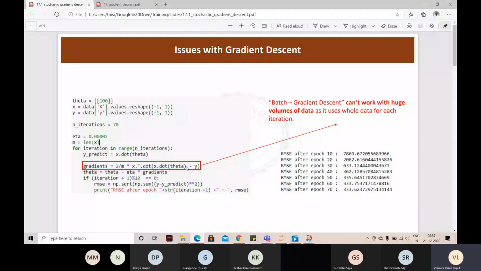Why are you doing this? Before we understand problems with the gradient descent, we need to understand why we are doing this. You can see I am writing something. I am putting some tick here. Do you see?